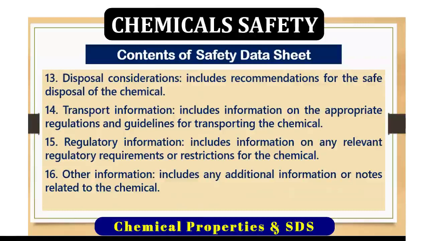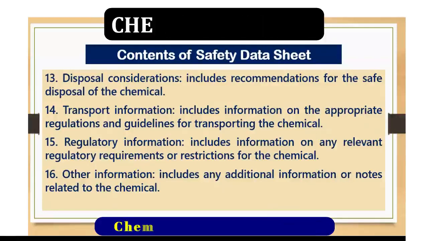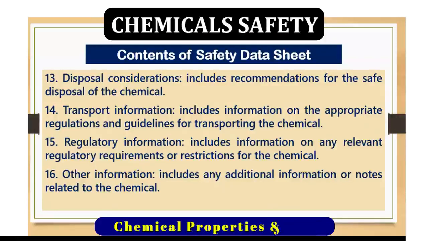Number 14, transport information. It includes information on the appropriate regulations and guidelines for transporting the chemicals. Number 15, regulatory information. It includes information on any relevant regulatory requirements or restrictions for the chemical. And the last point, number 16, other information. It includes any additional information or notes related to the chemicals.